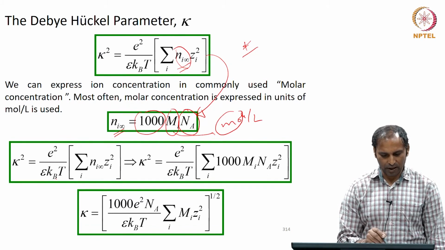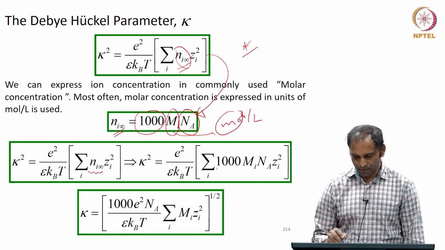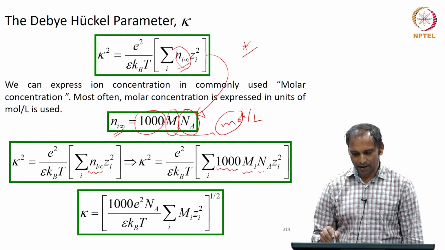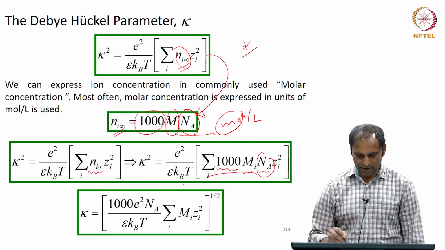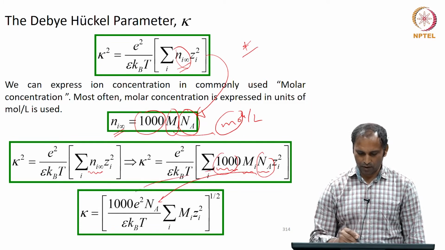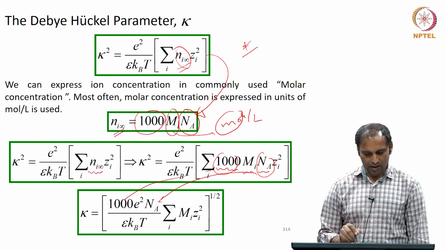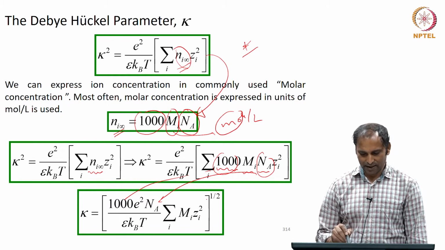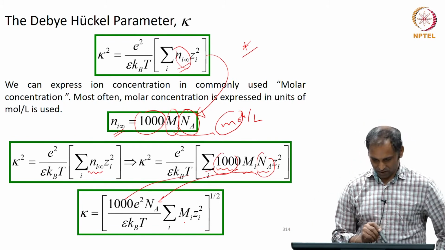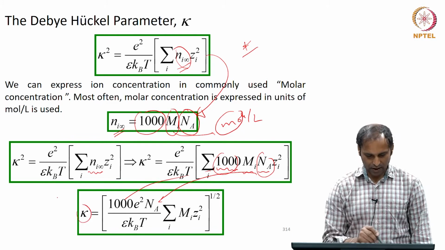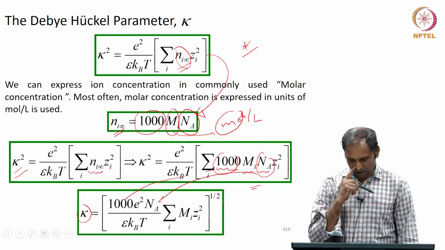Therefore kappa square becomes e square divided by epsilon kBT. I can replace Ni infinity with 1000 Mi Na and Zi square, and Na being a constant, I can take it out, and 1000 also I can take it out. Therefore kappa becomes 1000 e square Na divided by epsilon kBT, summation over i of Mi Zi square, to the power half. I missed that so far we are writing kappa square, so kappa essentially is the entire thing to the power half.